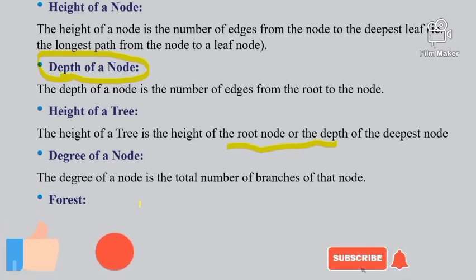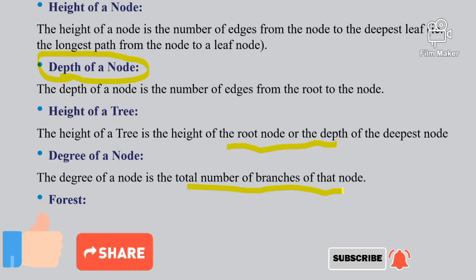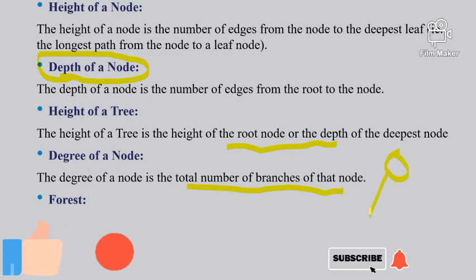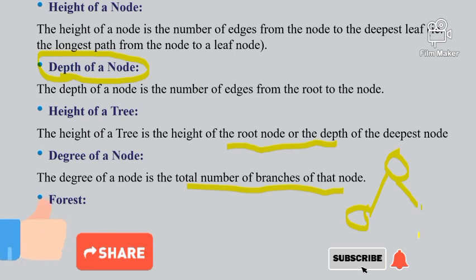And next, degree of a node. So total number of branches of that particular node. As we are talking about a node, degree of node, not a tree. So degree of node means total number of branches of that node. I will show you in brief. Suppose, for example, I am having some particular main root node. Now I am connecting it with two other branches that we are calling children.